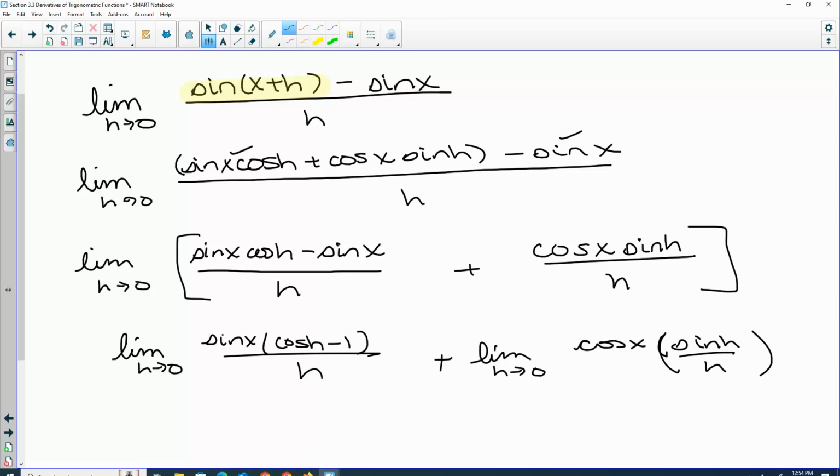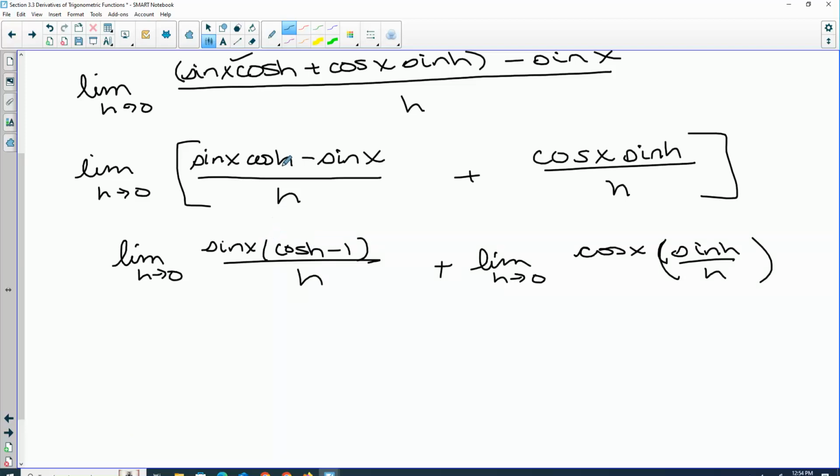Is h acting as our theta here? Yes, h is like our theta. I mean, x is another angle, but we are approaching 0 for our h. Okay, have I lost anyone?